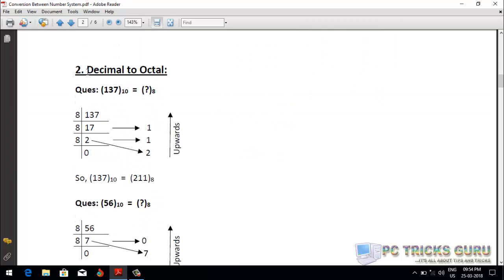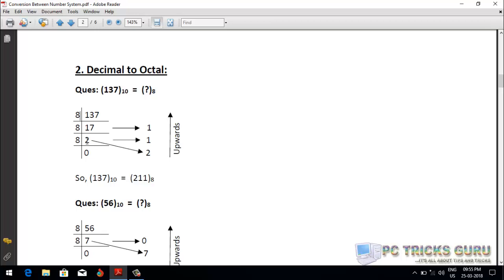It's a decimal to octal conversion. So the logic is the same as decimal to binary. Instead of 2, we take the number 8 as base here. And while performing the division operation, we will use 8 instead of 2. So write 137 here, divide it by 8. After dividing 137 by 8, we get 17 as quotient and 1 as remainder. Again, divide 17 by 8, we get 2 as the quotient and 1 as the remainder.